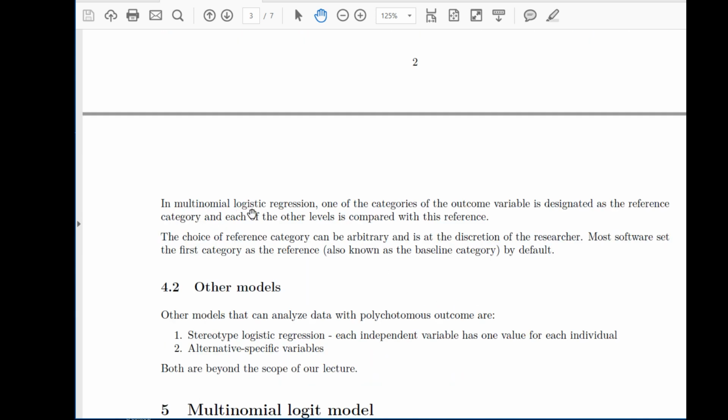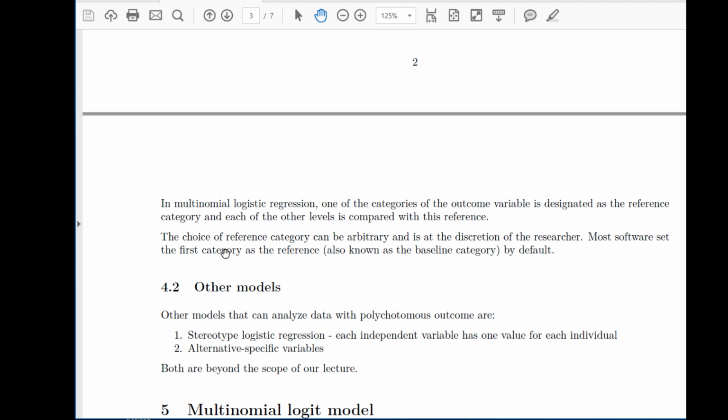So again, in multinomial logistic regression, one of the categories of the outcome is designated as the reference category, and each of the other levels is compared with this reference. It is like in binary logistic regression, where you have two categories of outcome coded as 0 versus 1. So you will compare the effect of covariate to get 1 versus 0. But in this case, you have to do a bit more because your outcomes are more than 2.